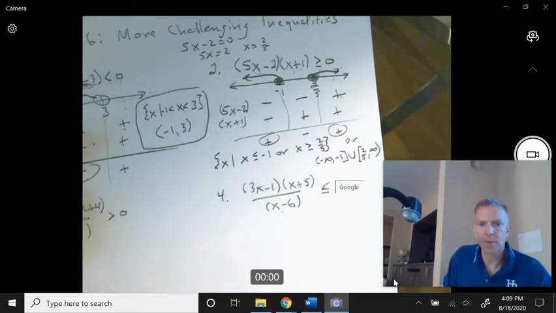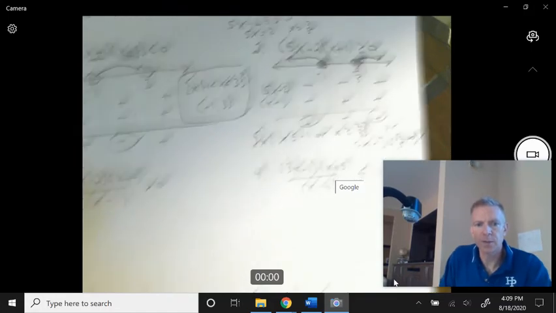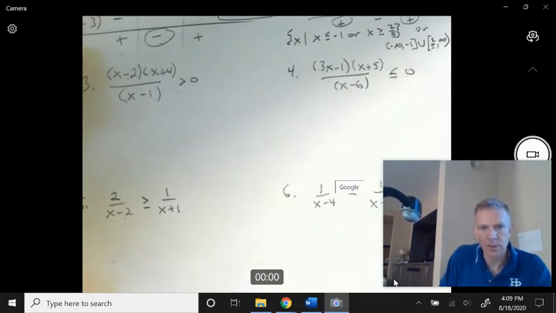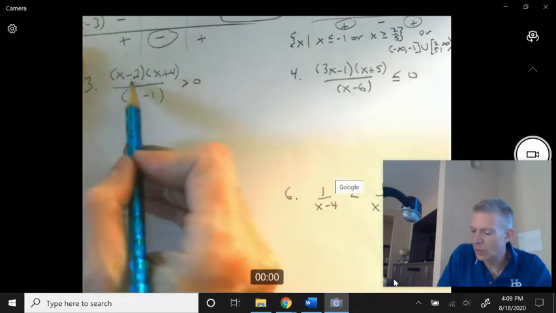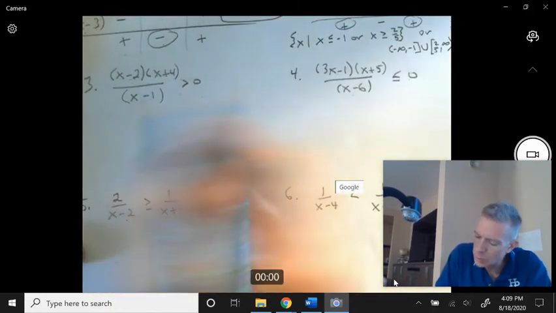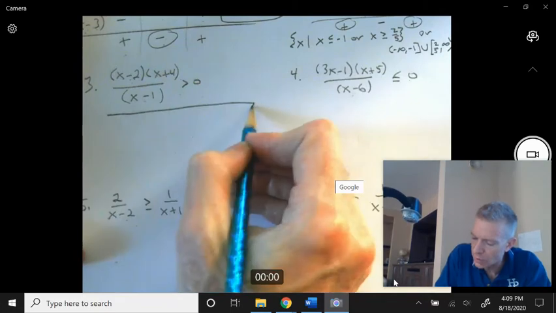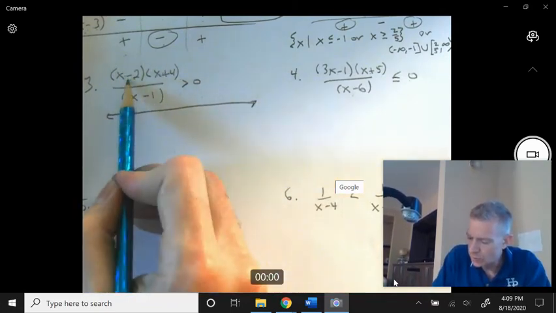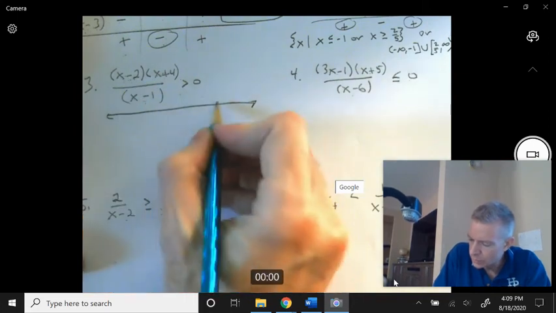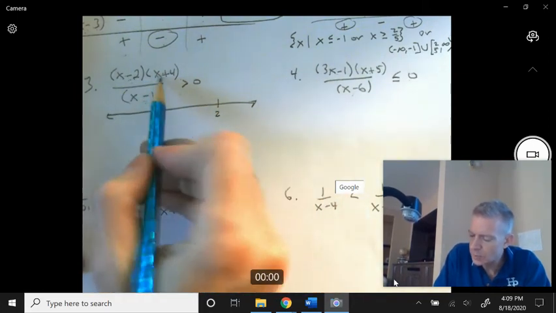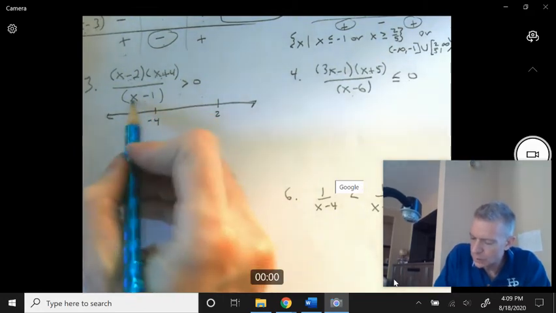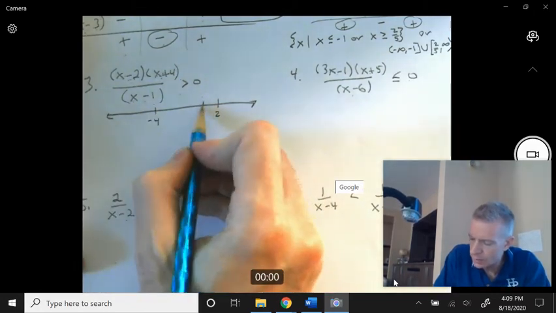All right. Okay. Next one. Now there's something a little more tricky in this next one. Notice there's a little bit more to it. There's 3 quantities we're comparing, but we're still going to find the critical values for all 3 of these factors. So x minus 2, the critical value is positive 2. X plus 4, your critical value is negative 4. And x minus 1, your critical value is positive 1.